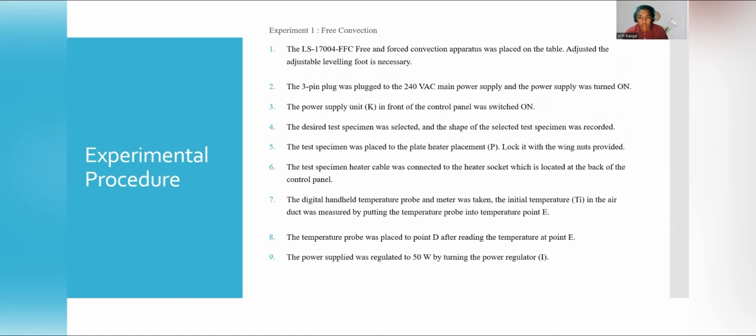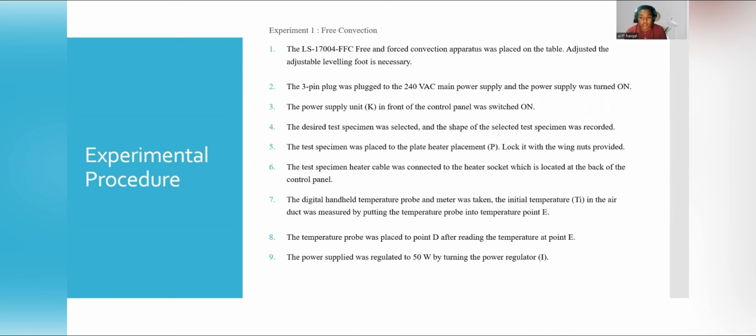Next, the desired test specimen was selected and the shape of the selected test specimen was recorded. Next, the test specimen was placed to the plate heater placement P and locked with the wing nuts provided. Next, the test specimen heater cable was connected to the heater socket, which is located at the back of the control panel. And then the digital handheld temperature probe and meter was taken.